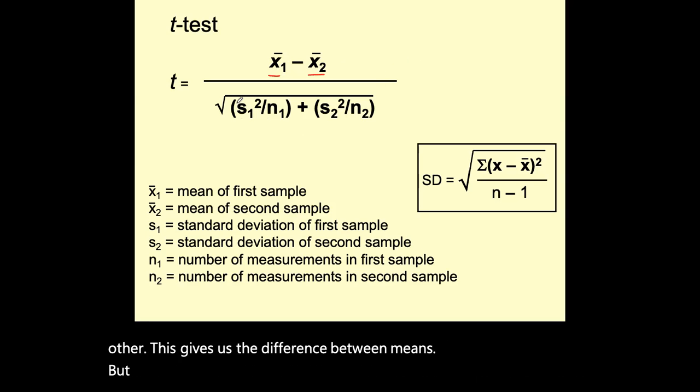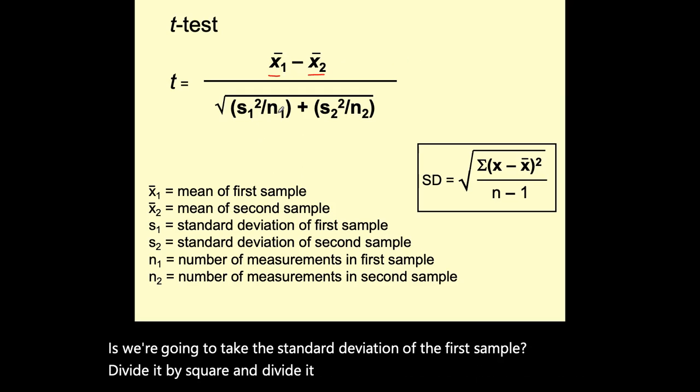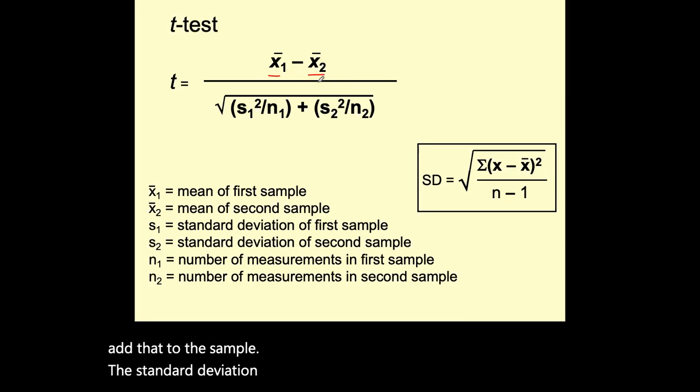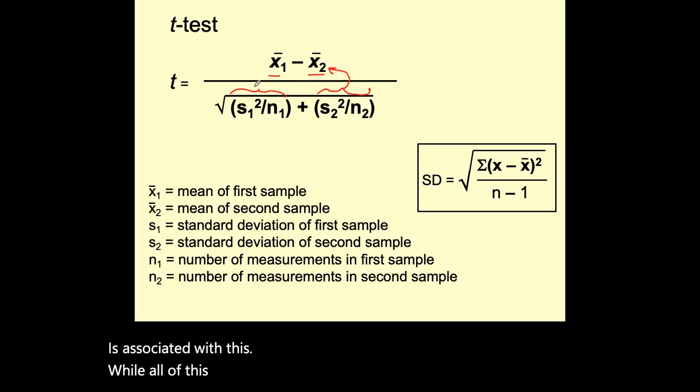But then down here, we take the standard deviation of the first sample, square it, divide it by the sample size of the first sample, and add that to the standard deviation of the second group. So all of this is associated with this, while all of this is associated with this, okay?